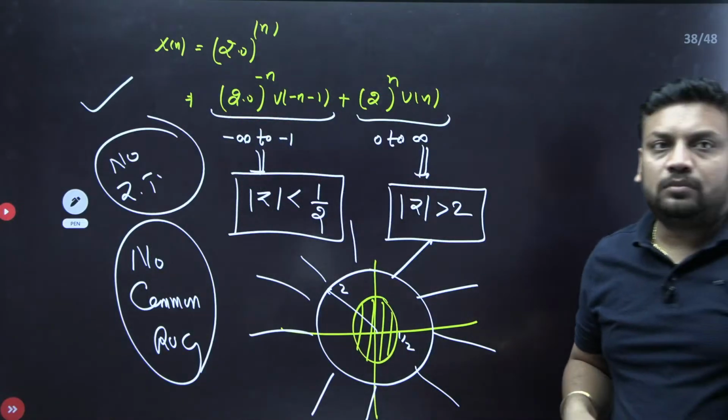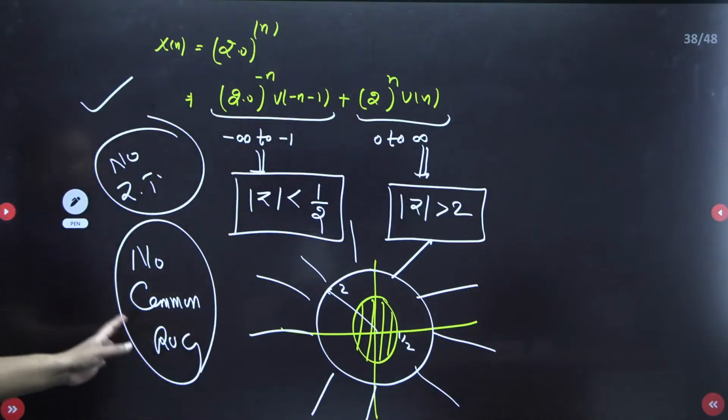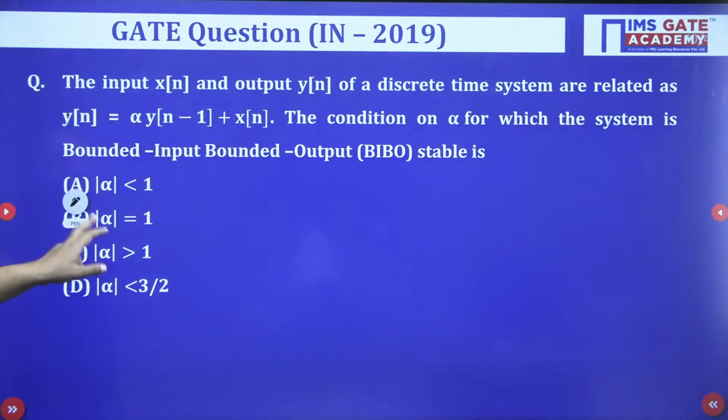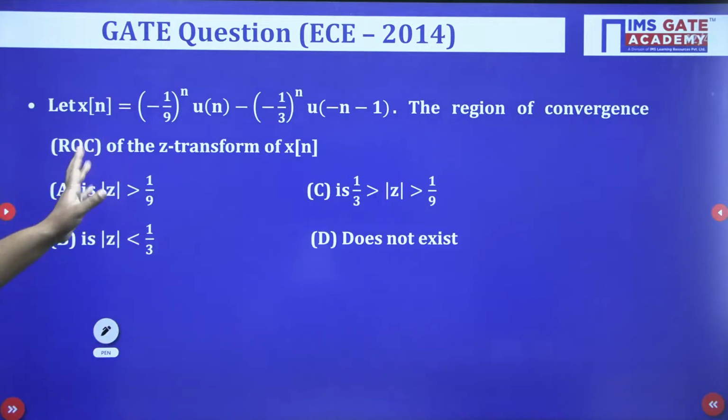Tell me guys, is this completed? Shall we go for the next? So we will solve such questions. Before that, two questions we will solve next class, because for that you have to understand the properties. Try to solve this question, guys. This question you can solve. This is today's last question. Tell me what is the answer.